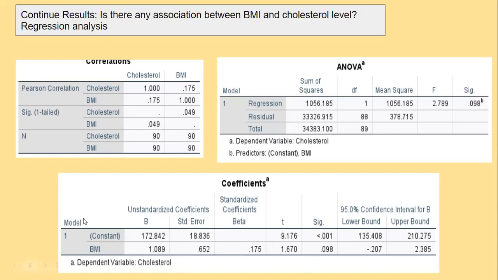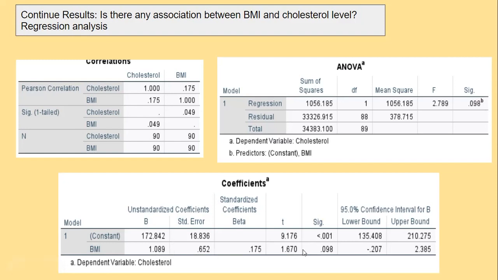And if we look here into the most important coefficients, the unstandardized B, which is the intercept. Here it means if the BMI goes up 1.89, there will be a percentage increase in cholesterol level. And the opposite is true. If the BMI goes down 1.089, there will be a decrease in cholesterol level.